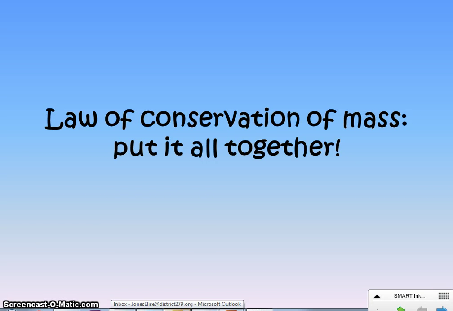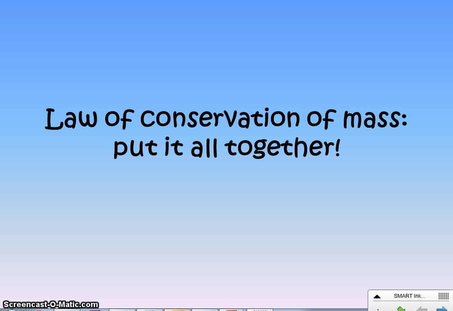Okay, so we know that we need to balance chemical equations because of this law called the conservation of mass, or the conservation of matter. And we have to account for all the atoms we start with being there at the end of a reaction as well. We can't have extras, we can't lose any. We have to have the exact number of atoms we started with.